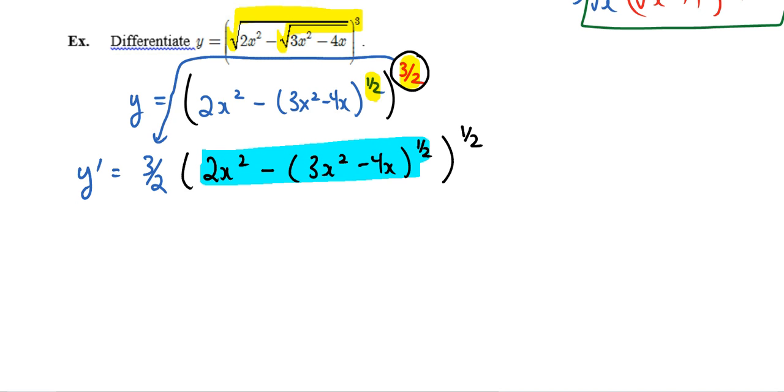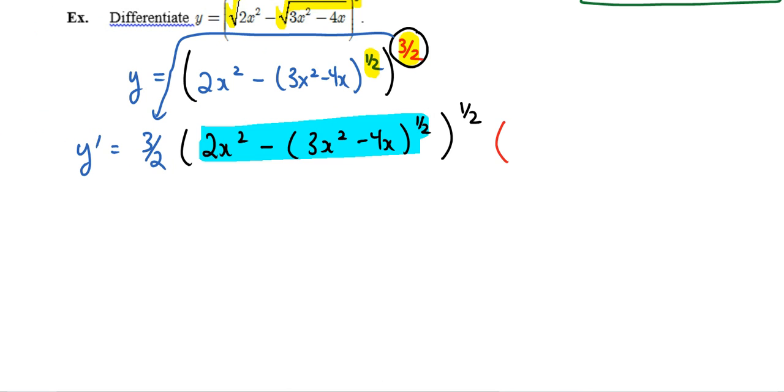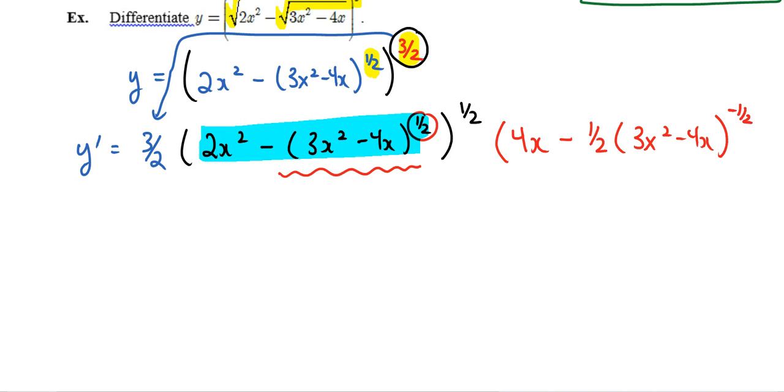Okay, so let's take the derivative of that inside guy now. So that's going to give you 4x. Whoops. This will give you 4x. And if I take the derivative of this guy here, well, I got to apply the power rule again. So that's going to be negative 1/2 bracket 3x squared minus 4x to the power of negative 1/2. Okay. And then once again, we should try our best to simplify this problem as much as possible.